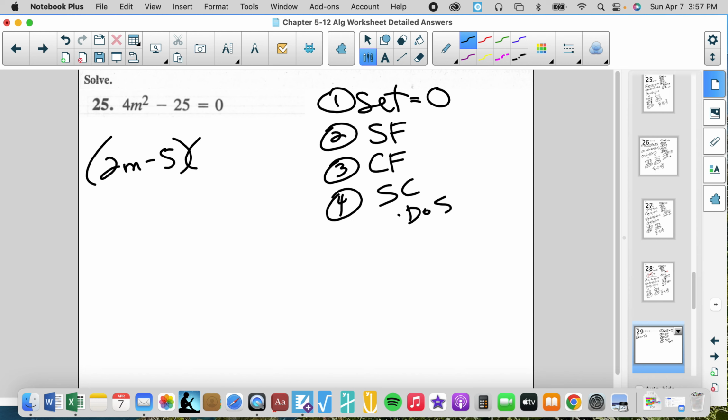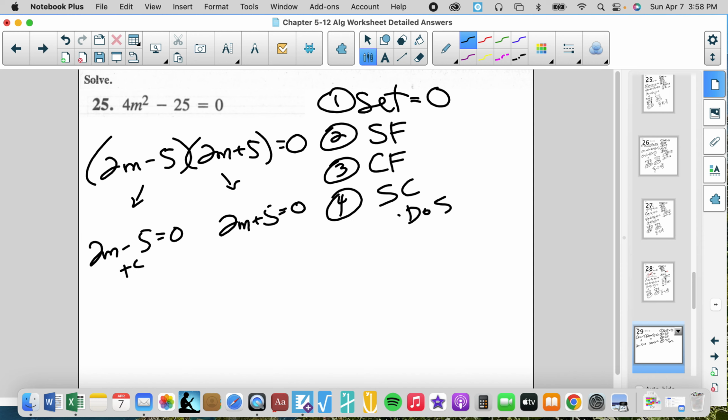2m minus 5, 2m plus 5. Now we have the product of two things. It equals 0. So 2m minus 5 is 0, and 2m plus 5 equals 0. Let's add 5.